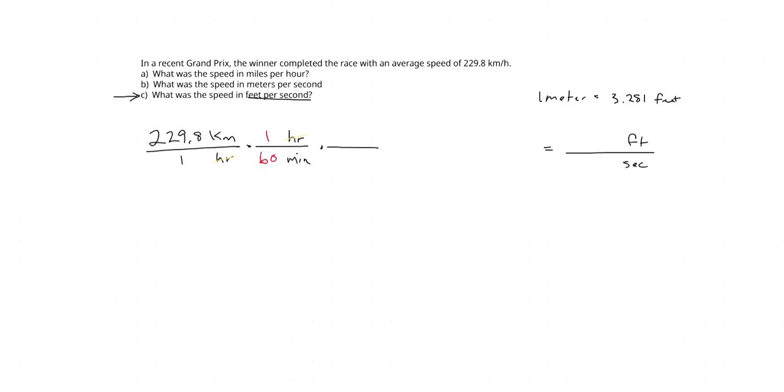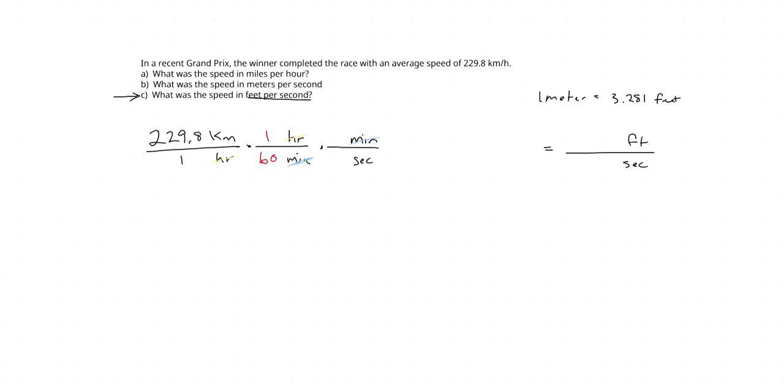So if we continue along, I now want to get rid of minutes because I actually want to be in seconds. So I'm going to put minutes on the top. I'm going to put seconds on the bottom because that will allow me to cancel the minutes. Well, maybe I should do that in a different color. I'll do this in a different color. So cross out the minutes here and cross out the minutes here.